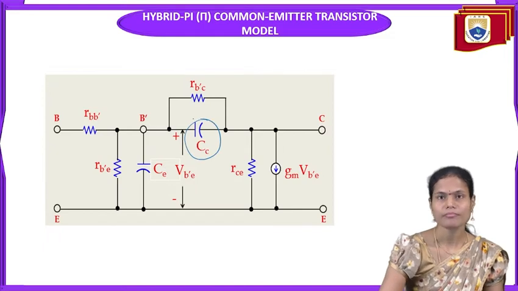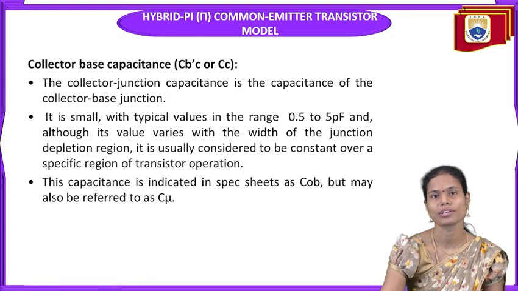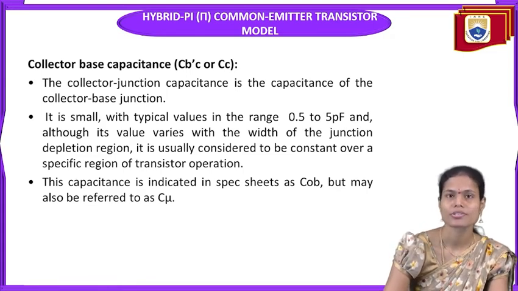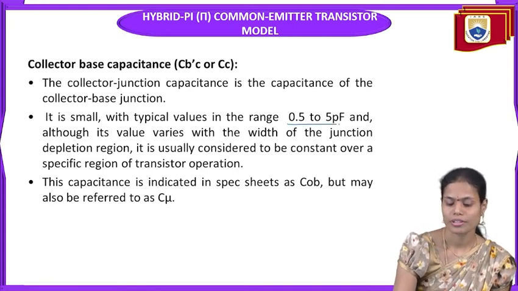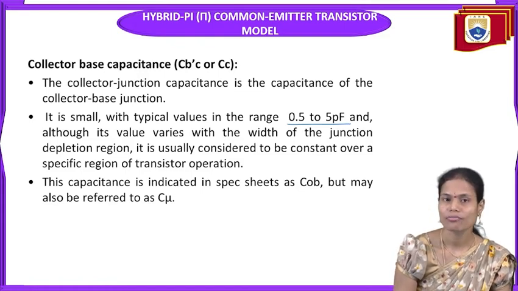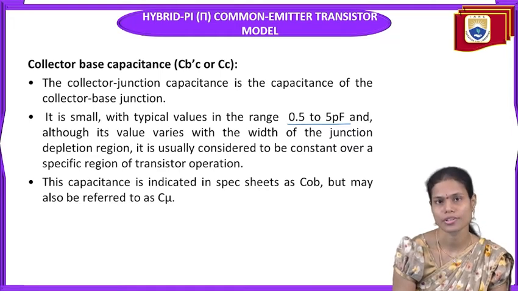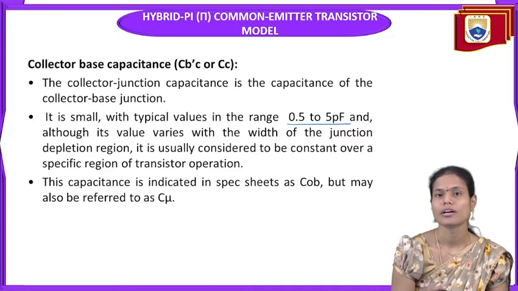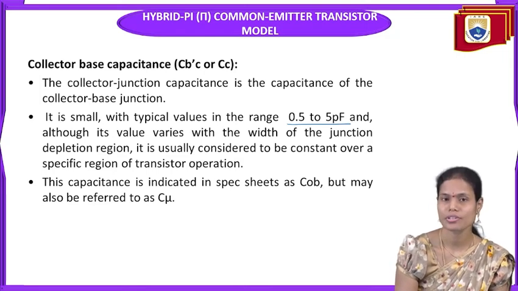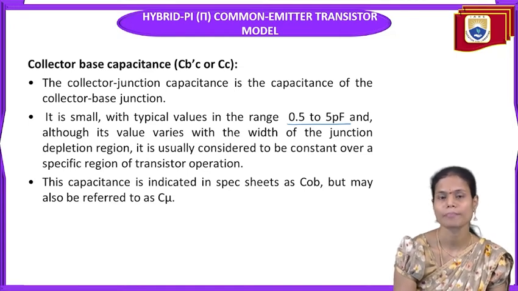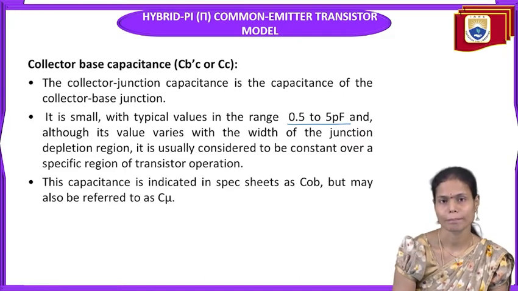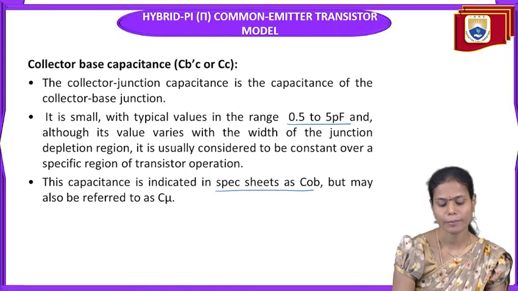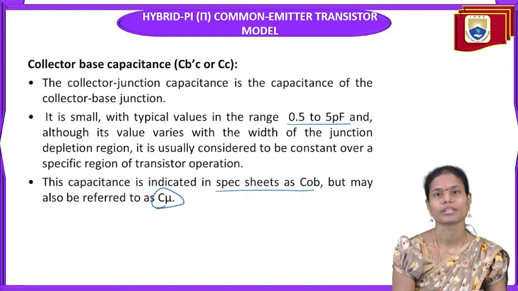This capacitance CC, the collector to base capacitance CB'C, we can also call it CC. So this is the capacitance existing between the collector base junction and its value is small, in the range of 0.5 to 5 picofarads. And the value of this capacitance depends upon the width of the junction depletion region. Generally, we can consider it as constant over a specific region of operation. Why are we making it constant? If it is varying with the junction voltages, the depletion region width will also change, so that the capacitance value will also change. So when we are operating at certain frequencies, we will make it some constant value and do the analysis. This capacitance is indicated in the spec sheets as Cob, but may also be referred to as C mu. We can represent it as C mu also.